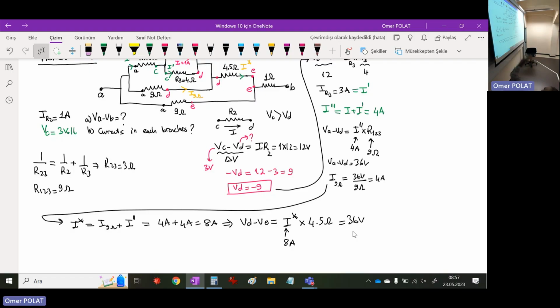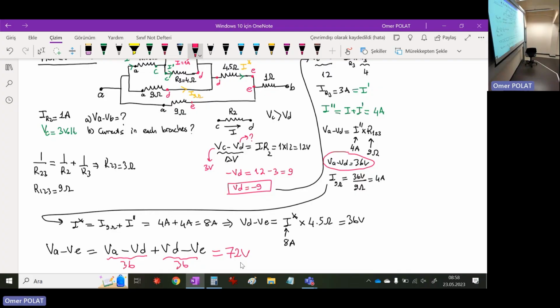Okay, what is AE? This potential difference, VA minus VE, is VA minus VD plus VD minus VE, the summation of two potentials. VA minus VD we have already calculated, 36 volts. And VD minus VE is also 36 volts, calculated before. Totally 72 volts. VA minus VE. Last step. What is the last step?